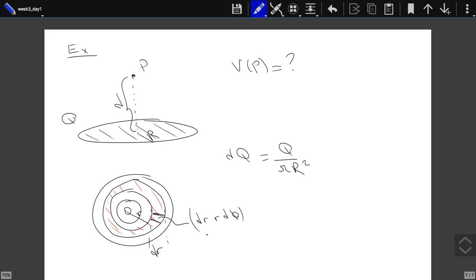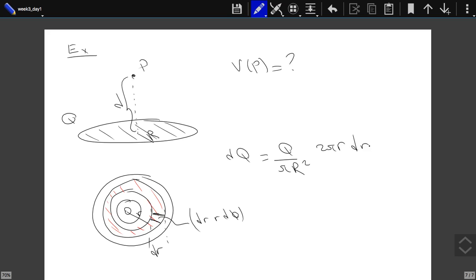Or, as your friend pointed out, you can just imagine opening up this ring. If you open up the ring, it just becomes almost a rectangle. And the area of the rectangle is nothing but the product of two sides. One of the sides of this rectangle is the circumference, which is 2 pi r. And the other side has length dr. So this is the charge of this very small ring.